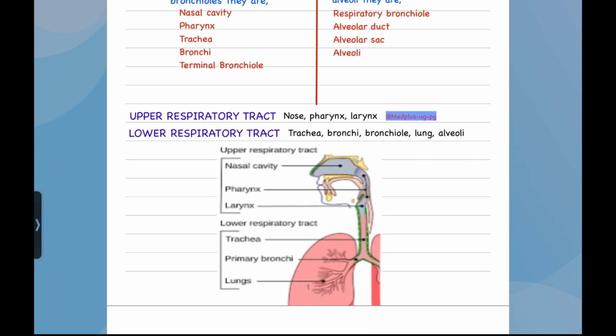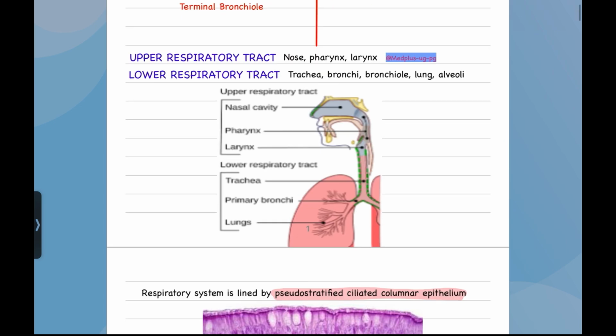Clinically, we divide the respiratory tract into upper and lower respiratory tract. The upper respiratory tract includes the parts which are above the trachea, such as nose, pharynx, and larynx. We can see here diagrammatically, the upper respiratory tract ends where the trachea starts. So above that we have larynx, pharynx, and nasal cavity. These three comprise the upper respiratory tract. The lower respiratory tract comprises the trachea and parts below this. So as we can see here, we have trachea, primary bronchi on both sides, then they divide into secondary bronchi, then the lungs, and at last we have alveoli.